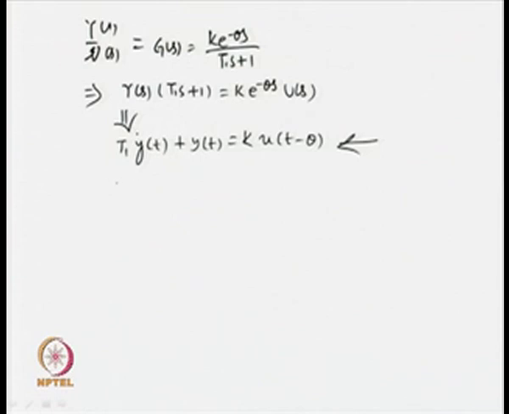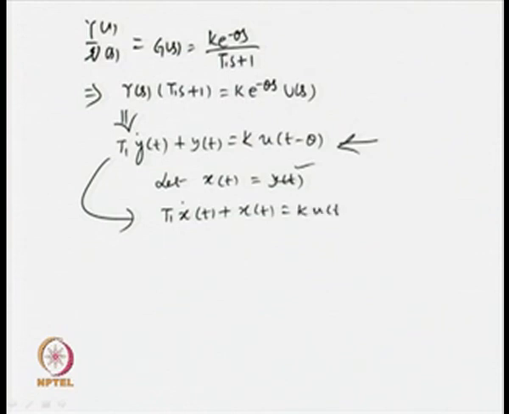Now, we shall introduce some state variable. Let the state variable x(t) = y(t). Then the dynamic equation can be written as T1 x dot(t) + x(t) = K u(t - θ). Now, I will put it in some specified form: x dot(t) = -(1/T1) x(t) + (K/T1) u(t - θ).